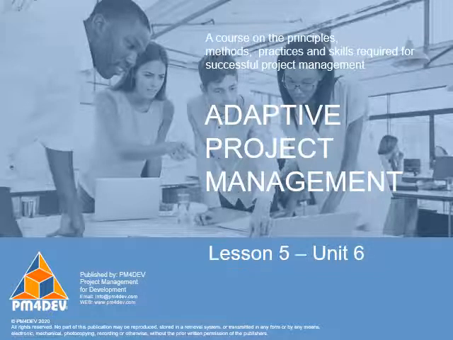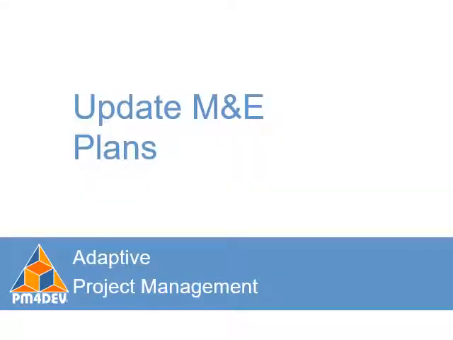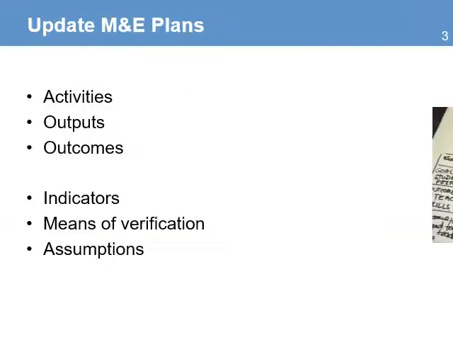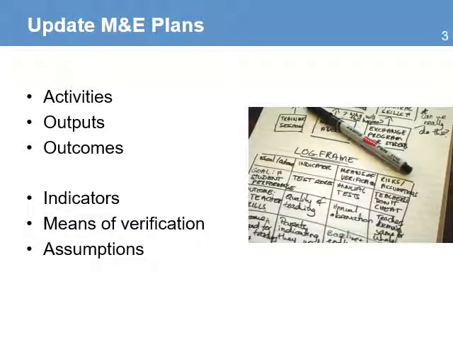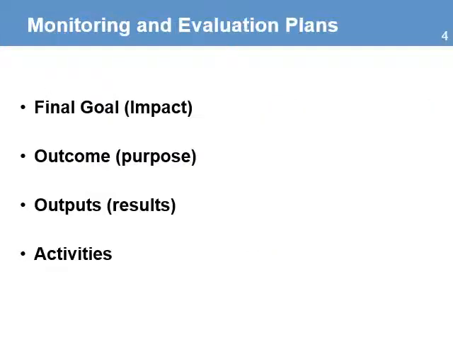Lesson 5, Unit 6, Updating the Monitoring and Evaluation Plans. When it's time to update the M&E plans, you will start by identifying if there are any changes in the logical framework. These are the changes to the activities, outputs, or outcomes. Changes can also occur to the indicators, means of verification, or assumptions.